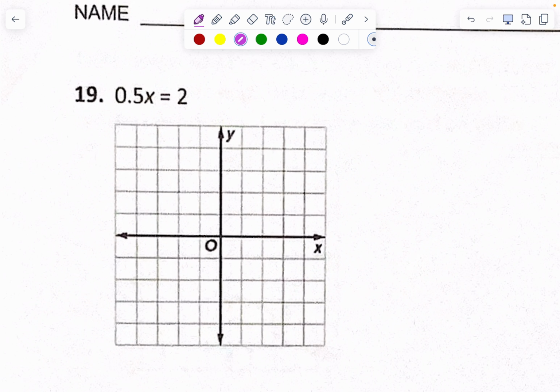Yep. All right, number 19. What should we do? Start at 2.